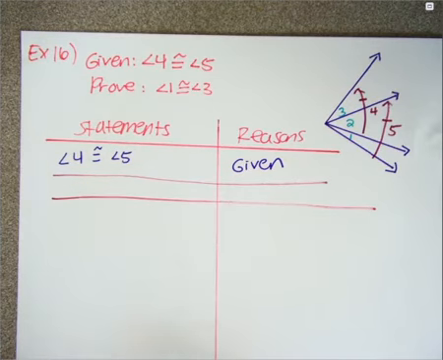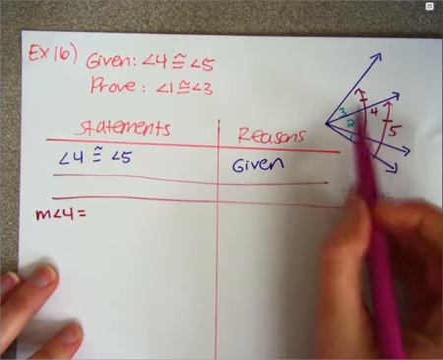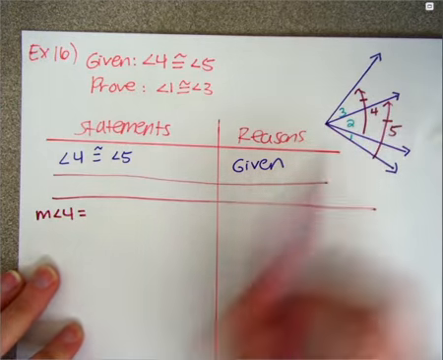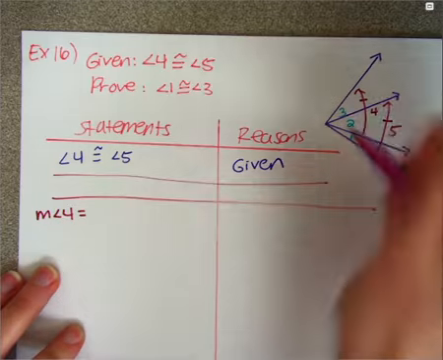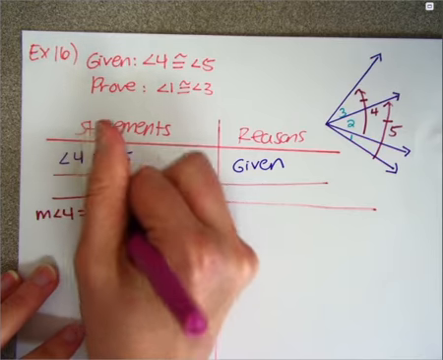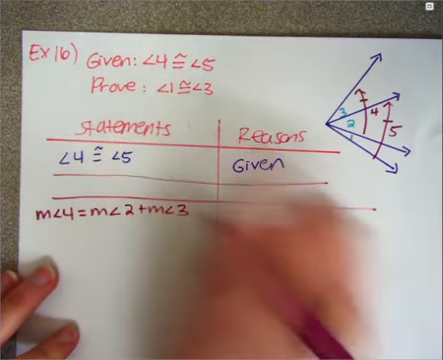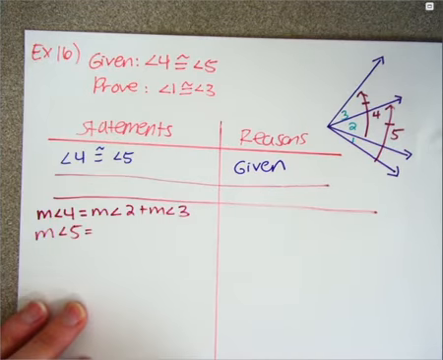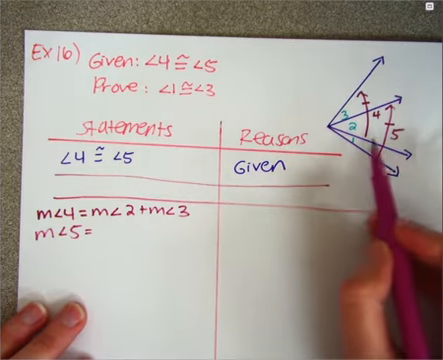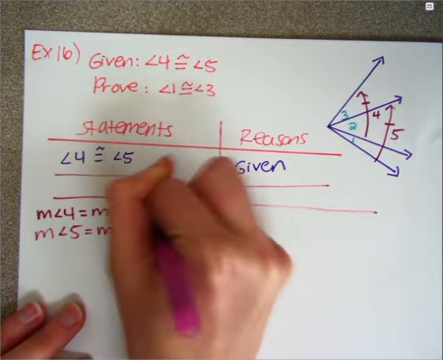I'm going to say that the measure of angle 4 equals the two angles that are inside of angle 4. Which two angles make up angle 4? Holy hot dog, it is angle 3 and 2. So that will equal the measure of angle 2 plus the measure of angle 3. All right, and which two angles make up angle 5? Well, I know that 5 is made up of angle 1 and angle 2. So this will equal the measure of angle 2 plus the measure of angle 1.